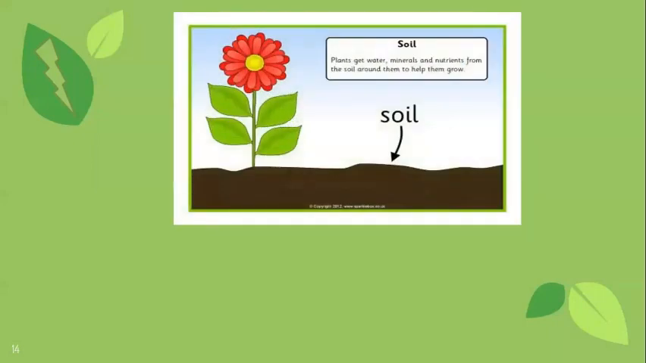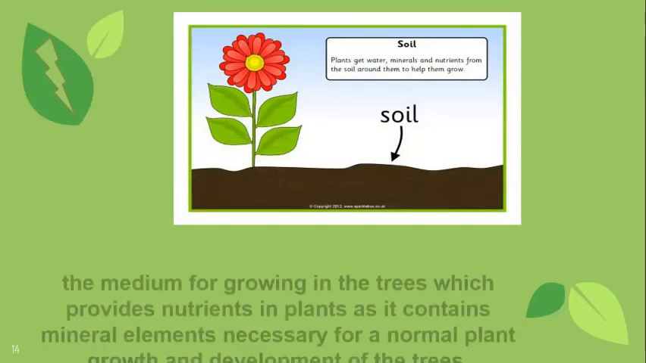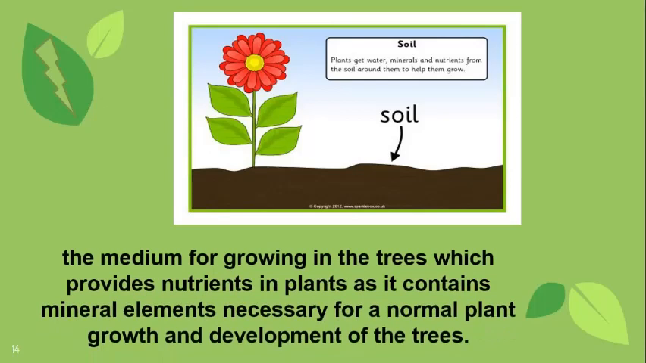And we have soil. Plants get water, minerals, and nutrients from the soil around them to help them grow. Soil is the medium for growing the trees, which provide nutrients in plants as it contains mineral elements necessary for normal plant growth and development of the tree.